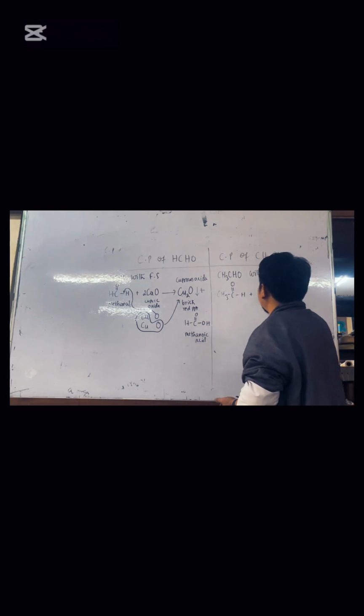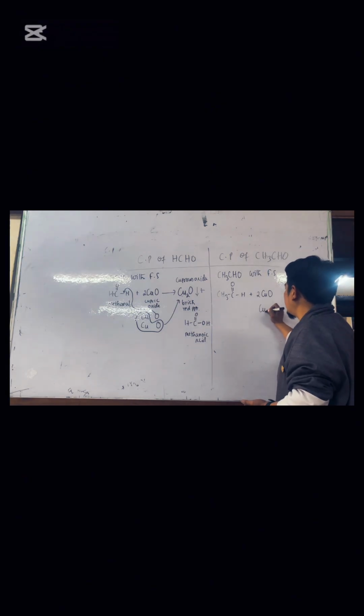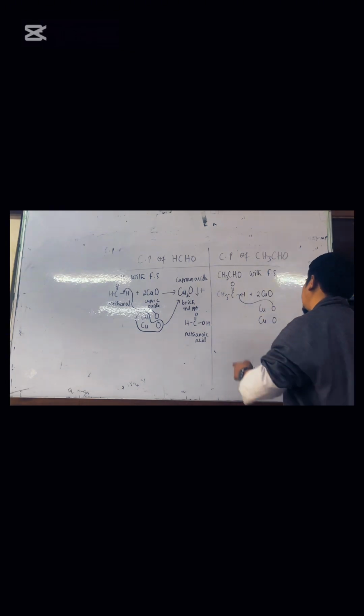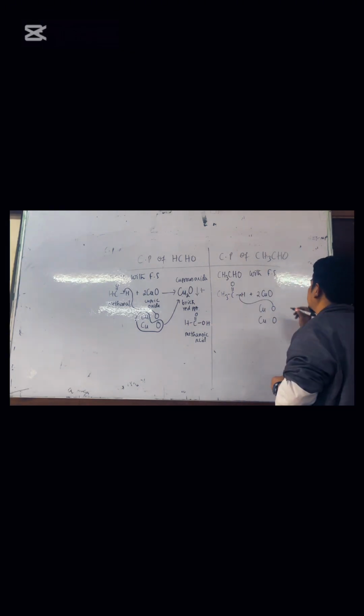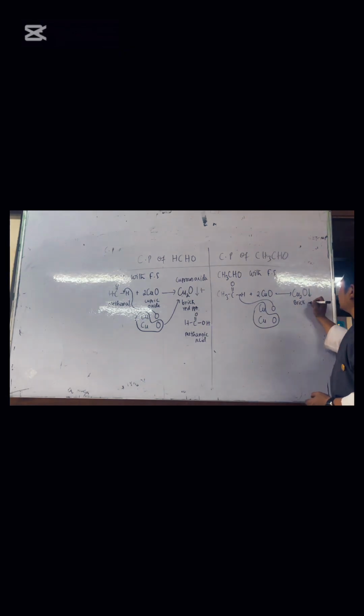CH3CHO and react with the 2CuO, which means you have copper, oxygen. All of this oxygen will add here. So active hydrogen, and then these 2 copper will combine with this oxygen. Cuprous oxide, which gives rise to the brick red precipitate.